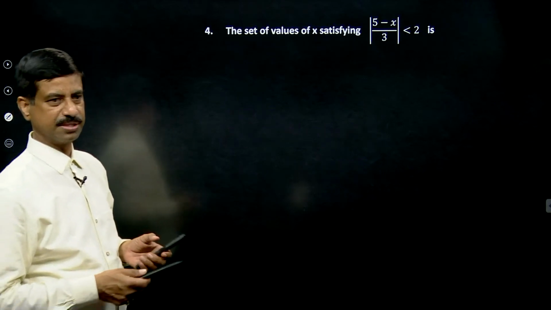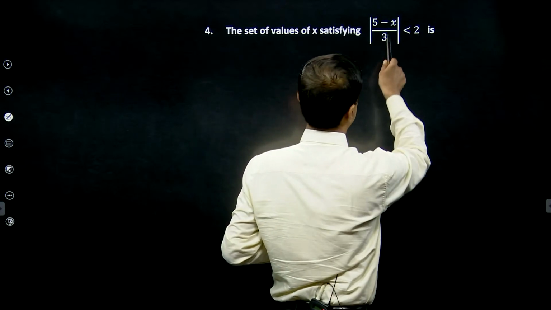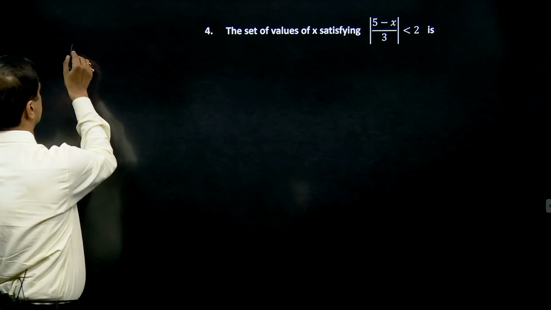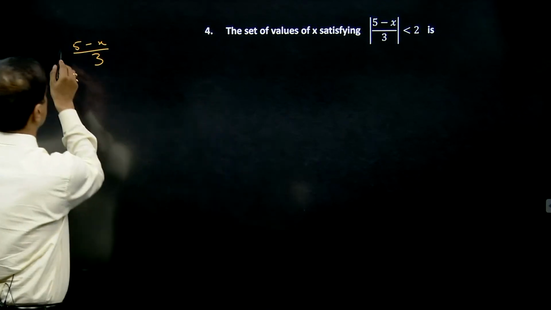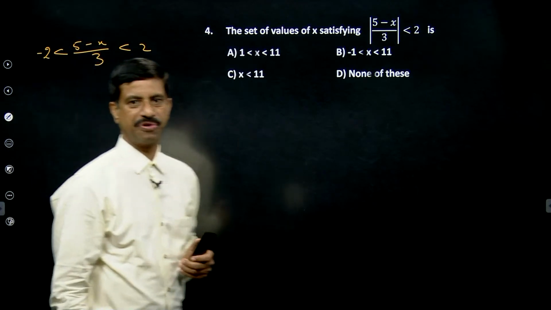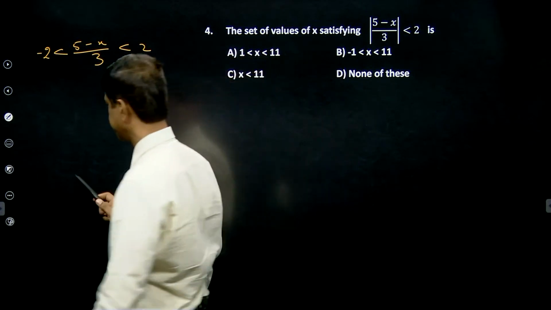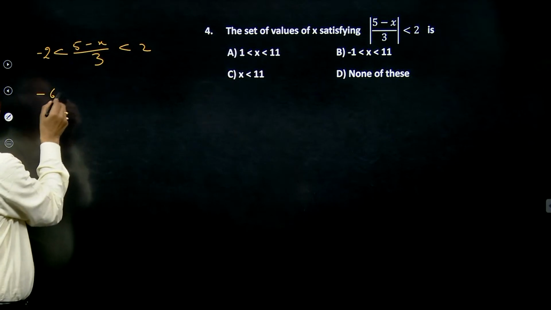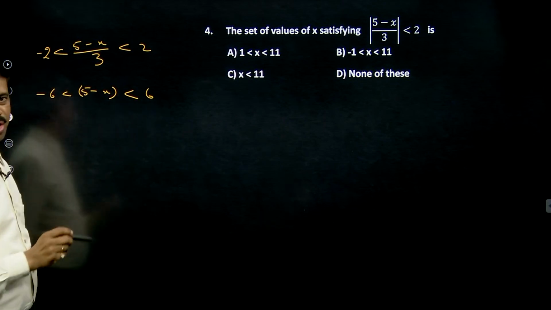So let's look at this. Set of values of x satisfying mod of (5 minus x) by 3 is less than 2. Again less than 2 has come, means I should write (5 minus x) by 3 is greater than minus 2, less than 2. Now first and foremost thing is what? I should eliminate by 3. So to eliminate by 3 you need to multiply by 3 throughout. So minus 6 is less than 5 minus x is less than 6, correct or not?